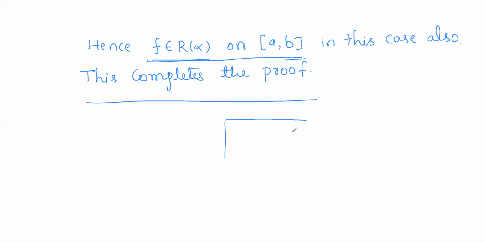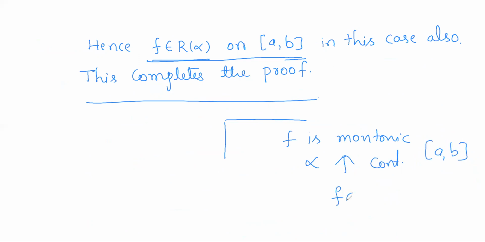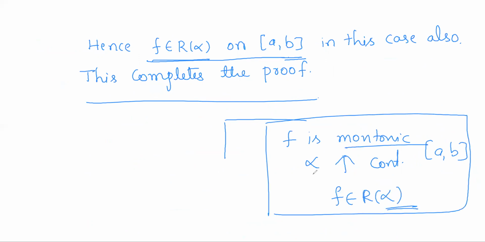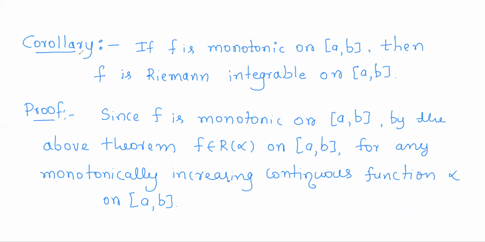And in this theorem, what we proved is that if F is a monotonic function and alpha is any monotonically increasing continuous function on the closed interval a comma b, then F will be Riemann-Stieltjes integrable. So this is a very important result. If F is monotonic and alpha is a monotonically increasing continuous function, then the combination of F and alpha will give you a Riemann-Stieltjes integrable function. Now, as a corollary, the statement is: if F is a monotonic function on the closed interval a comma b, then F is Riemann integrable on the closed interval a comma b.